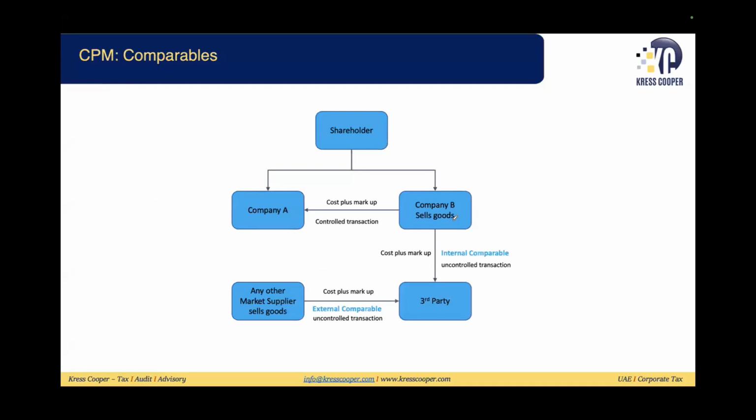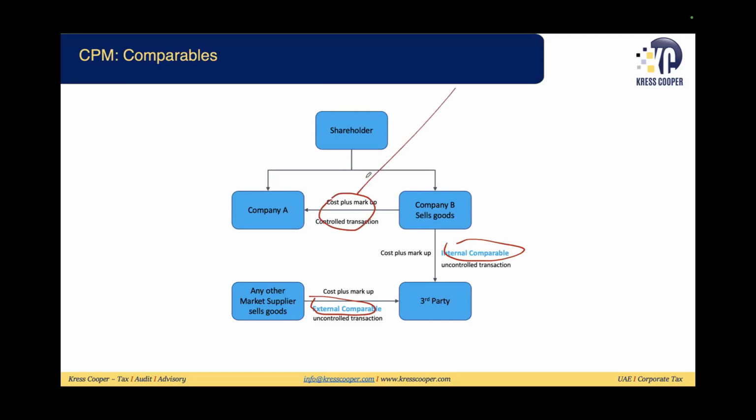This is just a diagram. If A and B are the related parties, and B is selling to third party C, the transaction between B and C will be considered internal comparable. I think we have discussed the same thing in our first method as well. If this third party is buying from any other supplier under similar circumstances, it will be considered external comparable. This is the transaction under analysis.